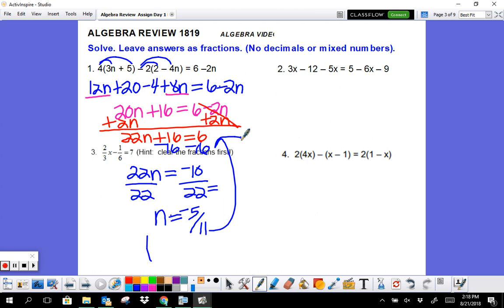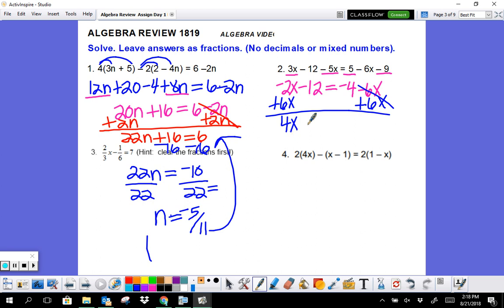That's for number one. Okay, number two, there's nothing to distribute here, so I'm just going to go ahead and combine like terms. So I have a 3x and a -5x, that's -2x minus 12 equals, and I have like terms over here, I have a 5 and a -9, so that's -4 minus 6x. Now I'm going to start moving things around. Again, I like to start with my x's, so I'm going to add 6x to this side. And that gets me 4x minus 12 equals -4.